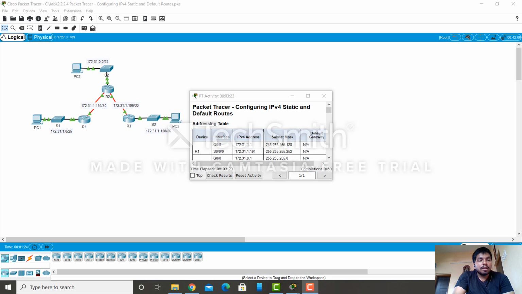I am studying third year in CSE department. Now I am explaining about the seventh experiment, configuration of dynamic routing, RIPv2.